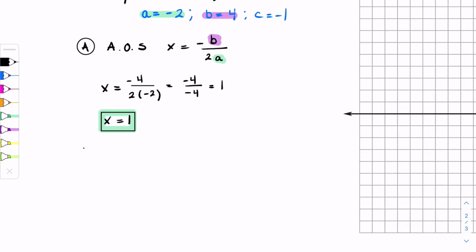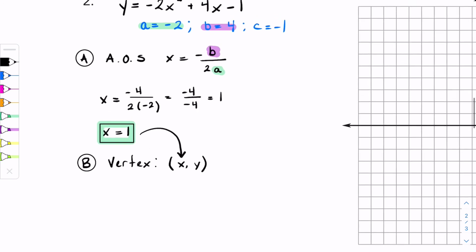Okay, after we find the axis of symmetry, the second step was to find the vertex, and the vertex is found by substituting our x value back into the original equation and solving for y. Our original equation is y equals negative 2 times x squared plus 4 times x minus 1. And we're going to substitute in the fact that x is equal to 1.